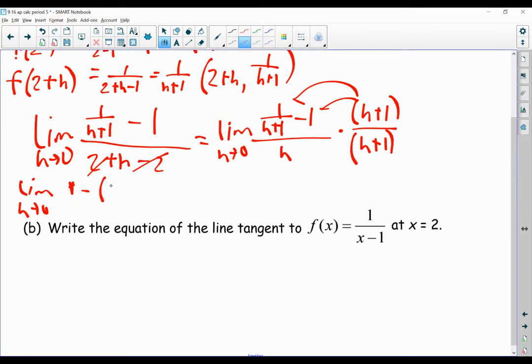Minus 1 times h plus 1 is just h plus 1. Notice how I put it in parentheses, all over h times h plus 1. And I always leave stuff factored because I know I've got to cancel something out.